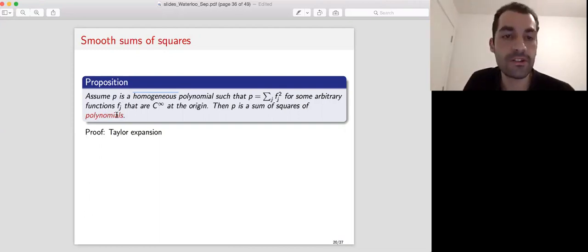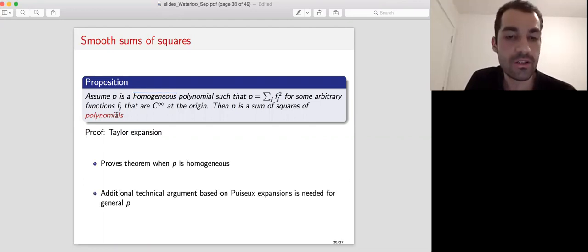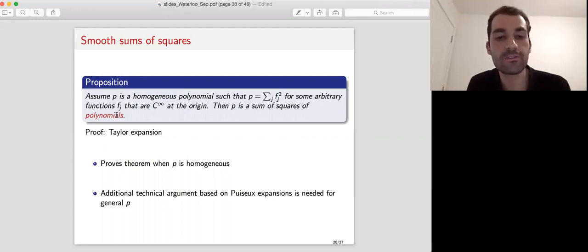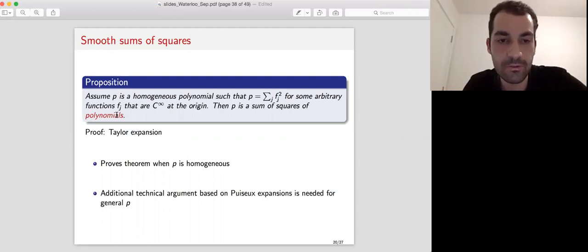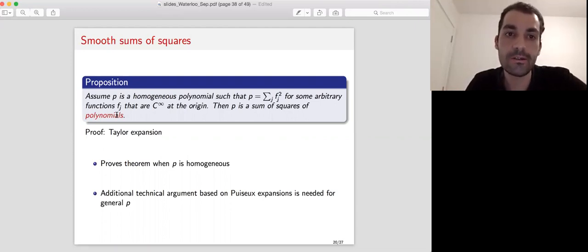So this really concludes the proof, if we assume that p is homogeneous. When p is not homogeneous, you need a certain additional technical argument that I'm not going to talk about here.